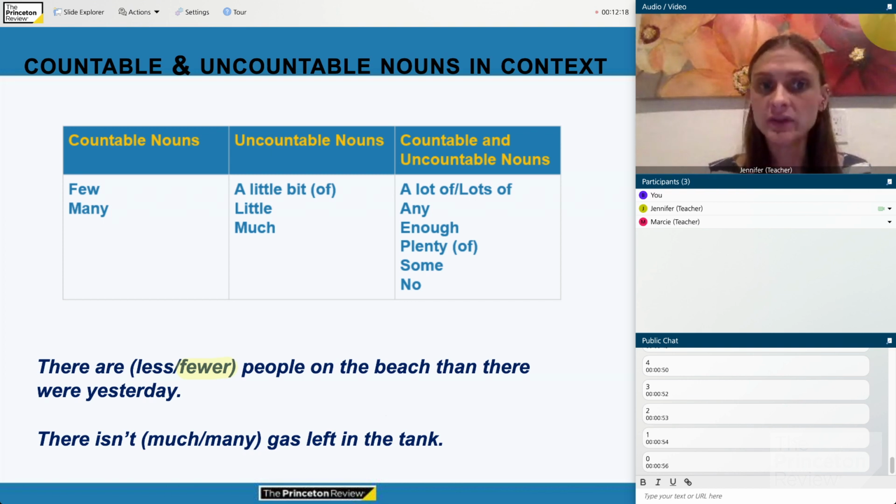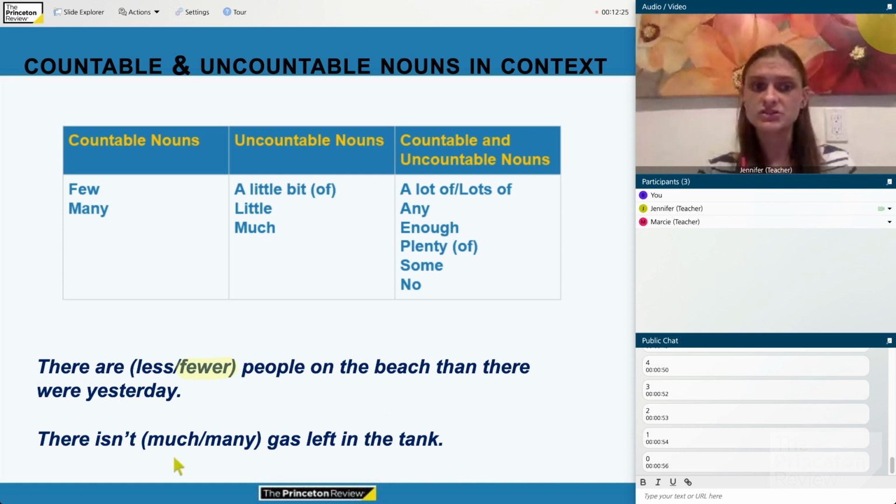So since you can't count the gas, you're going to go for something from this middle column. And we're going to go with much. There isn't much gas left in the tank. All right, so if you have any questions, feel free to type them in.